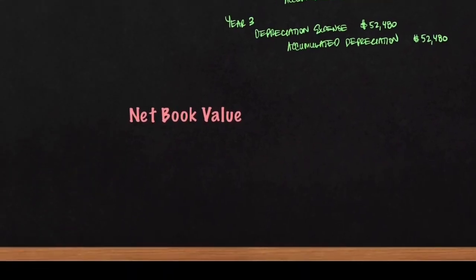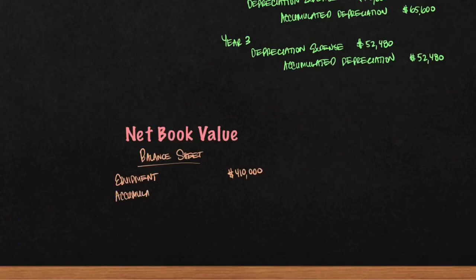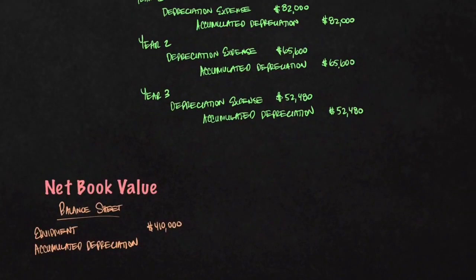Now that we're done with the journal entries, we can now calculate the net book value. The net book value can be found on your balance sheet. In this particular problem, it asks for the net book value after 3 years. So on your balance sheet, under property, plant, and equipment, you'll find your equipment account. In this case, our equipment cost us $410,000. And right underneath it is going to be your contra asset, which is the accumulated depreciation account. Because it's a contra asset, it will bring down the equipment value, but we have that on a separate line.